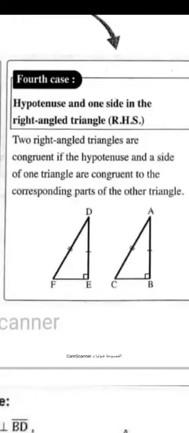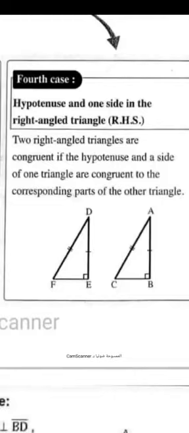It's called hypotenuse and one side in the right angled triangle. Two right angled triangles are congruent if the hypotenuse and a side of one triangle are congruent to the corresponding parts of the other triangle.